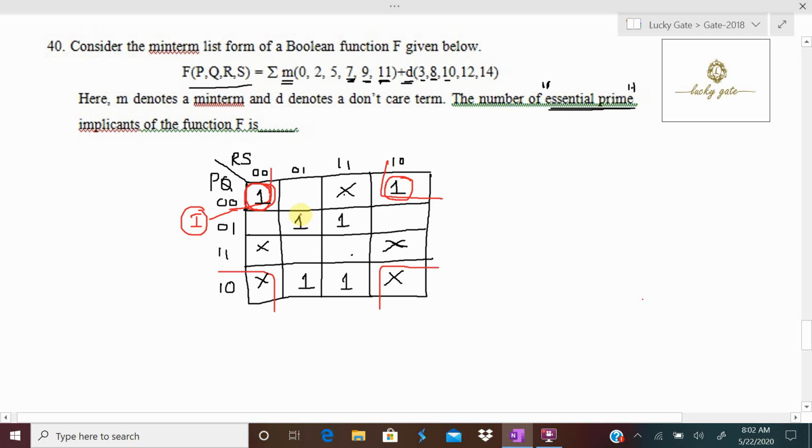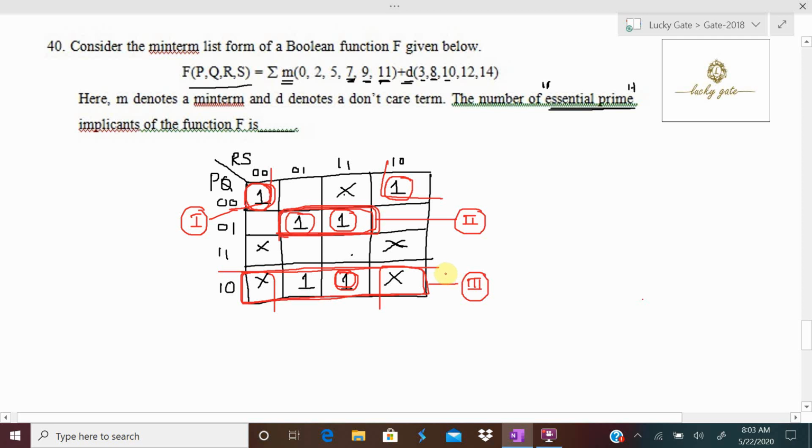Now observe this one and this one. This one is going to be covered by one prime implicant, a group of 2 adjacent squares. So this is the second prime implicant, and this one is also covered by only this one prime implicant, so the prime implicant possible with this one is also essential. Now look, this one is covered with these 4 adjacent squares, and it is covered by only this prime implicant, not any other, so I can call this also an essential prime implicant. This is the third one.